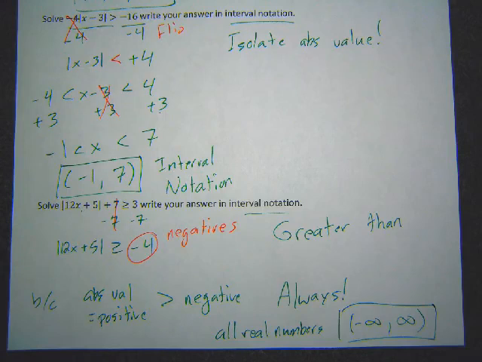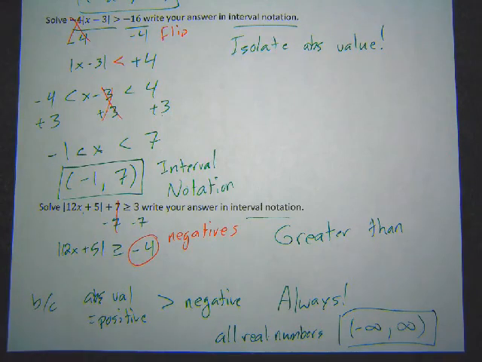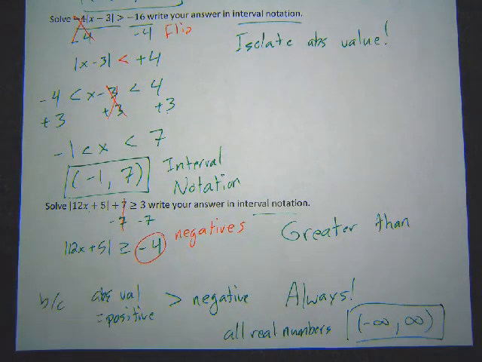So if it's less than a negative, no solution. But if it's greater than a negative, if it's bigger than a negative, then everything works. Because of course a positive is bigger than a negative. You know, that's a given. So we don't need to worry about what x is. We just say this will always work, no matter what you put in for x. So all real numbers work.